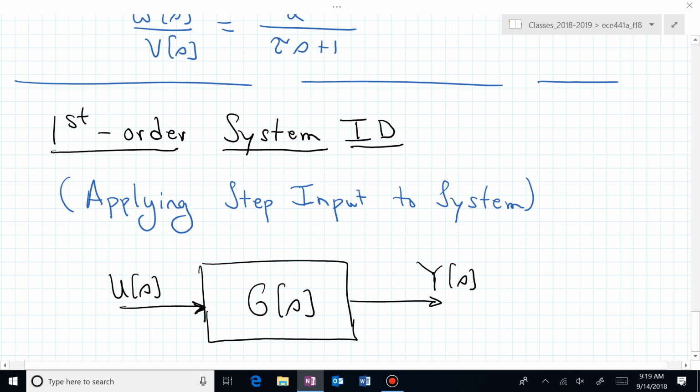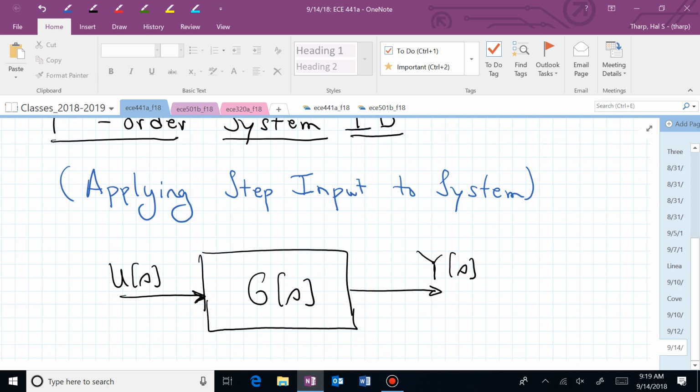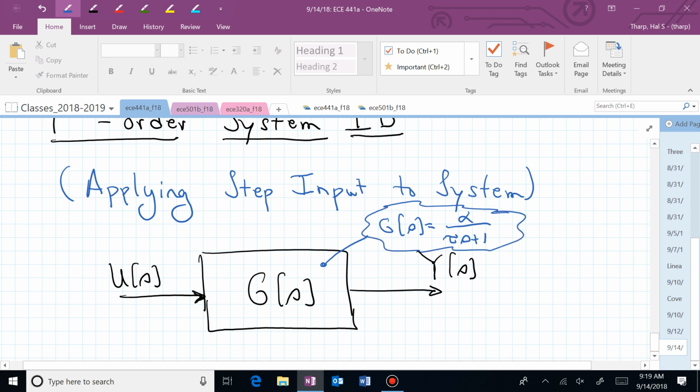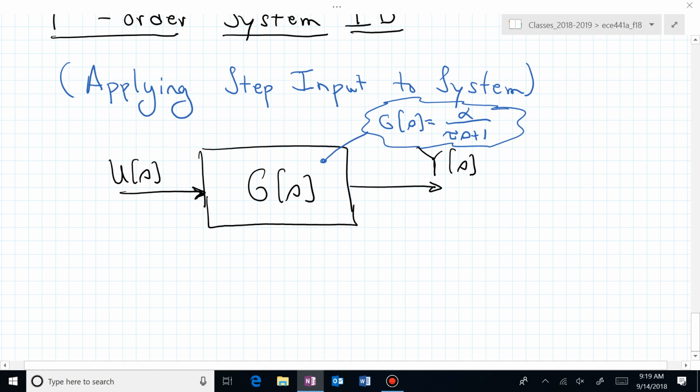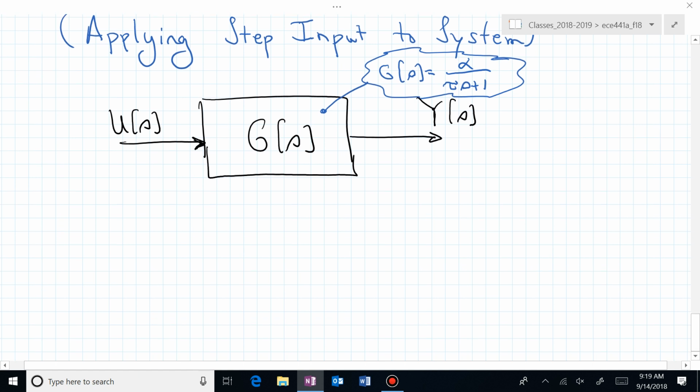What we want to do now is figure out how do we go ahead and find this G of s, which we've learned can be thought of as an alpha over tau s plus 1. If that's our system, G of s, and we apply a constant, what kind of a time response trajectory are you expecting to see?